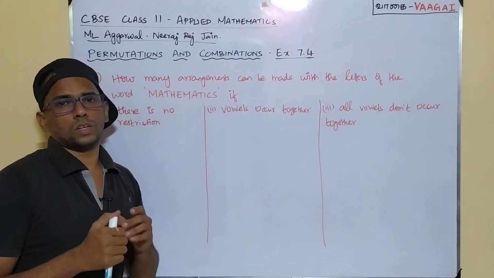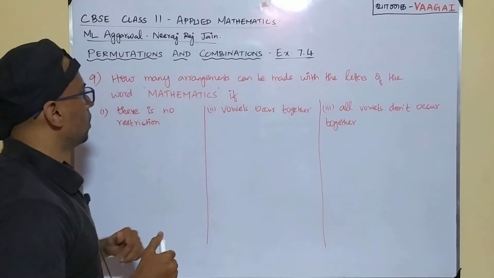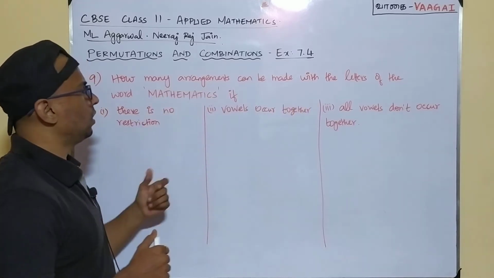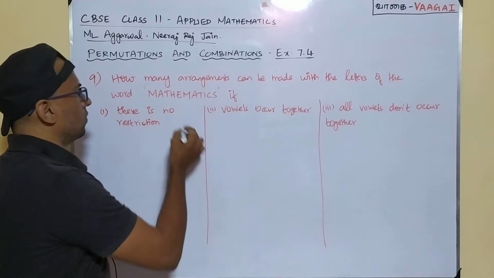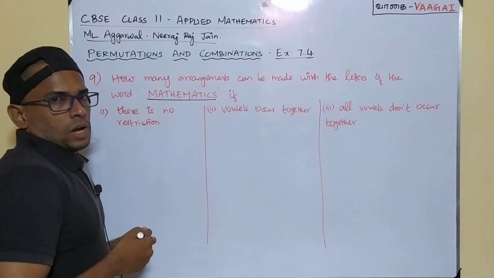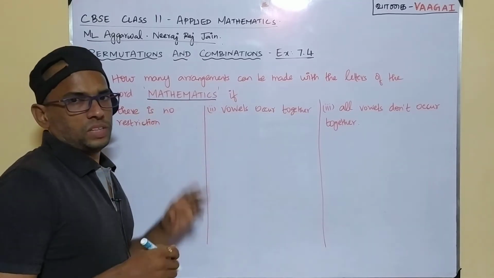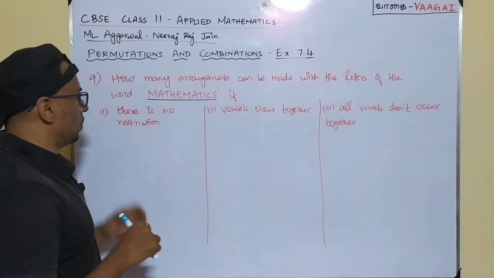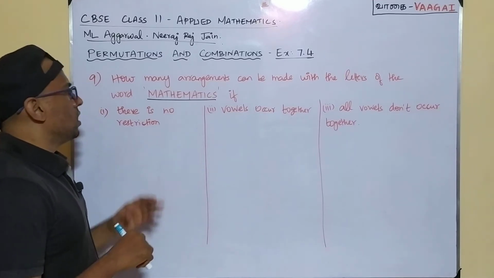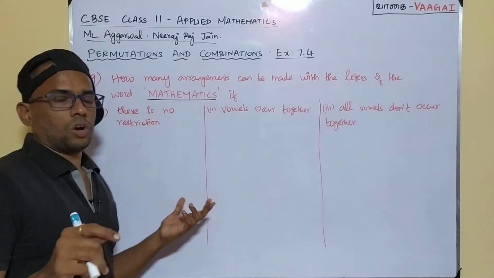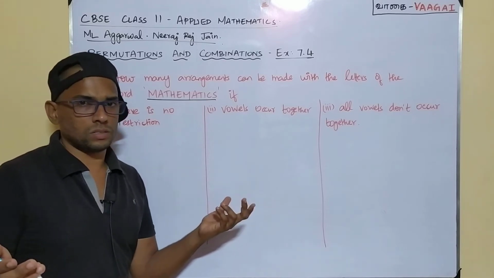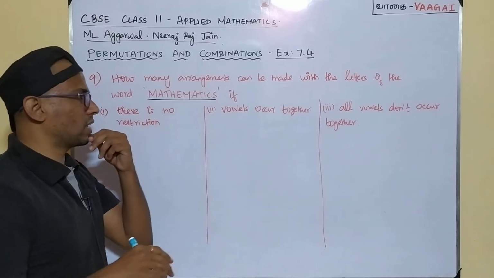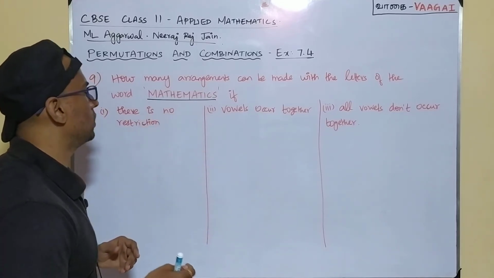Now we are with the last question of this exercise, question number 9. Here our question is, how many arrangements can be made with the letters of the word mathematics? There are a few conditions, some subdivisions. Let's work those subdivisions one by one. The first subdivision is, if there is no restriction. There is no restriction at all, any letter can come in any place. If the problem is very open, then how many ways can we arrange the letters? This is going to be the question.